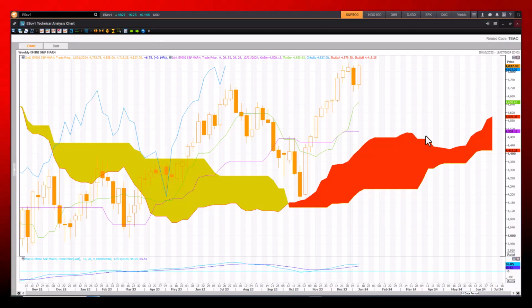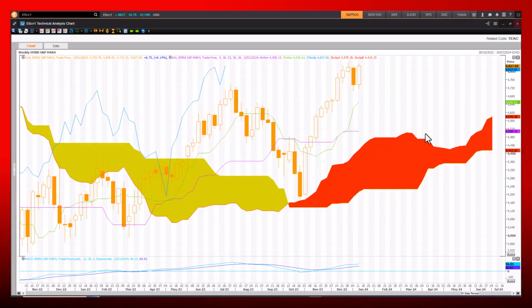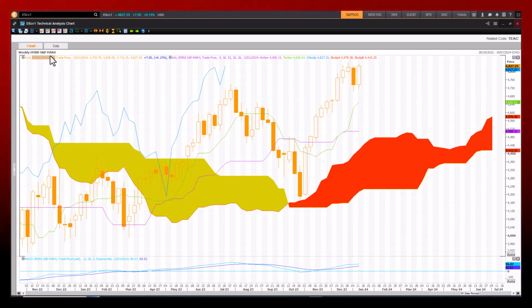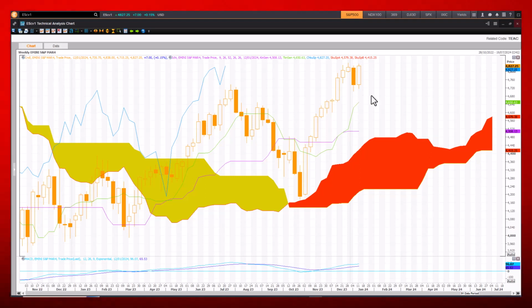Good morning, traders. Richard here doing a quick Ichimoku cloud chart market review of the S&P 500 index futures contract. We'll start with a weekly to get a really big picture analysis.